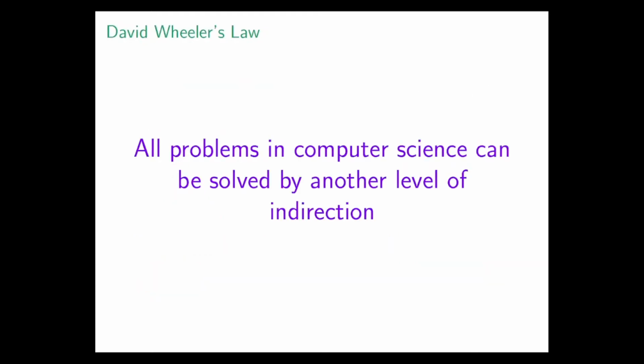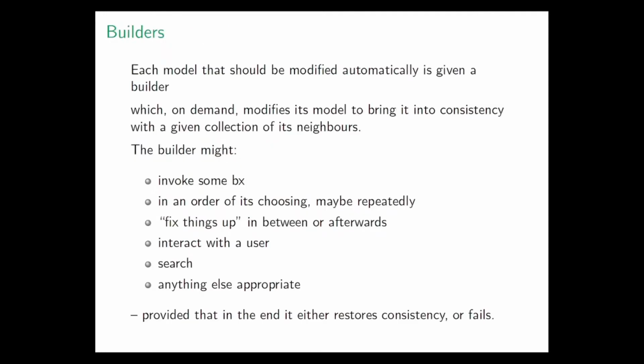So this is a job for David Wheeler's law. It says all problems in computer science can be solved by another level of indirection. So in this case we say, well, we understand about encapsulation and about agents, and so what we should do is say, given a model that isn't always authoritative, a model that we would like sometimes to be able to modify automatically via a bidirectional transformation.